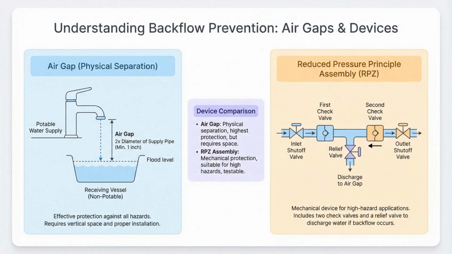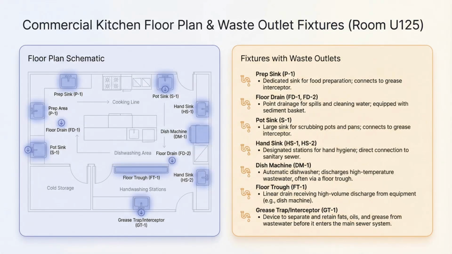When sizing a commercial DWV system, you must calculate the total hydraulic load. This involves listing all fixtures with drains, determining their fixture unit values from the code tables, and summing them up. For continuous flow fixtures, specific conversion factors are used to find the hydraulic load.